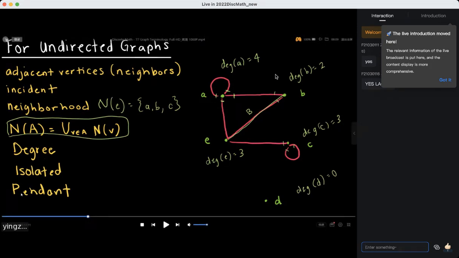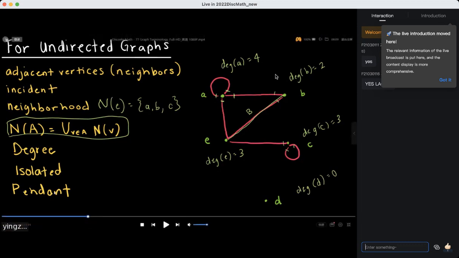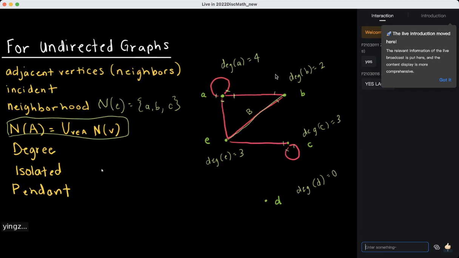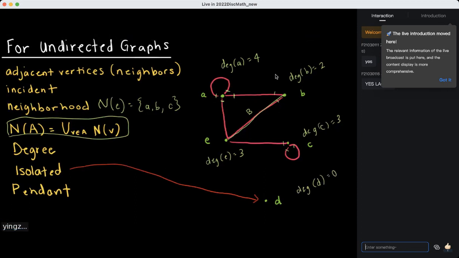And the rest of the 2 concepts, maybe we didn't mention in our slide, but you can use it to understand. It's a handy concept. We would call D isolated because obviously it's not connected to anything else.